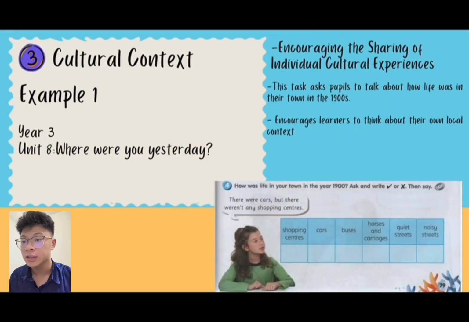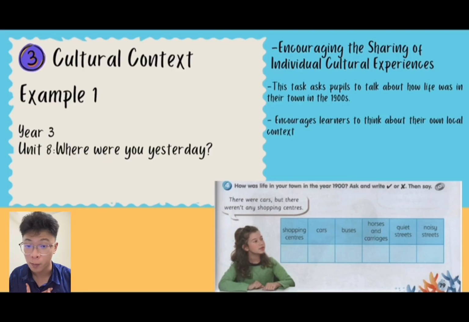It also encourages the sharing of individual cultural experience. This is because, based on the activity below, "How was life in your town in the year 1900?" Ask and write, then say how. So maybe like the shopping centers, cars, buses, horse and carriage, quiet streets, and also noisy streets. So this encourages English learners to think about their own local context. So they could share their own hometowns.